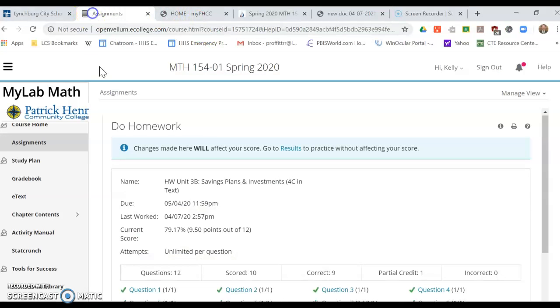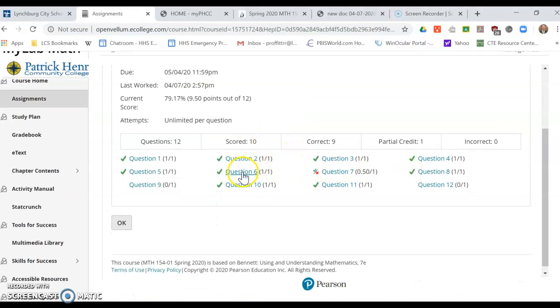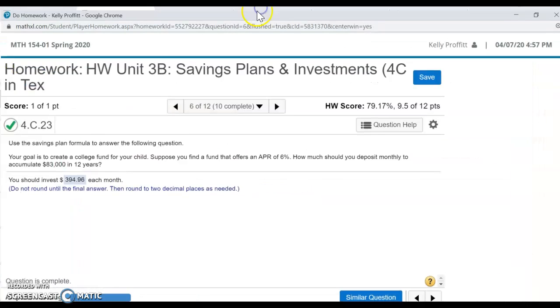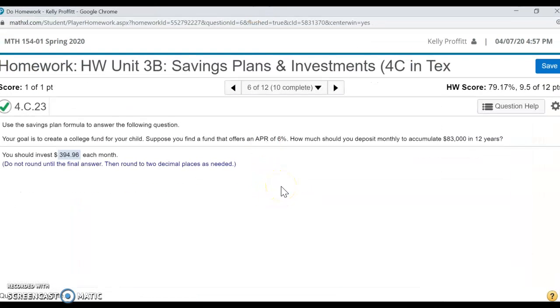Hey guys, I had a question on section 3B, homework problem number 6. So let me pull that one up and I'll show you what that one says. It says your goal is to create a college fund for your child. Suppose you find a fund that offers an APR of 6%. How much should you deposit monthly to accumulate $83,000 in 12 years?